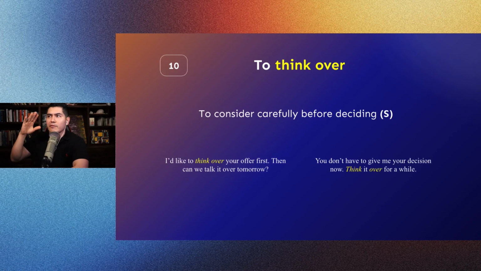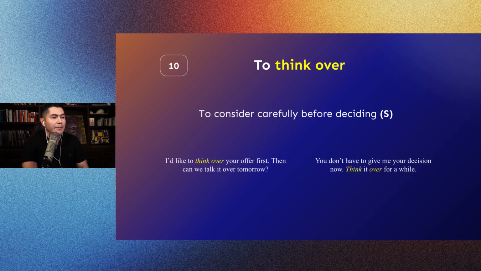Because you can think of random things. I can think of fishing. I can think of sports. I can think of my students, but to think it over, you're considering something. Should I do this or that? Should I buy a new car or buy a used car? That's to think it over, right? So if somebody's selling you a vehicle and you say, well, let me think it over. I like the car, the price is good, but I still have to think it over.